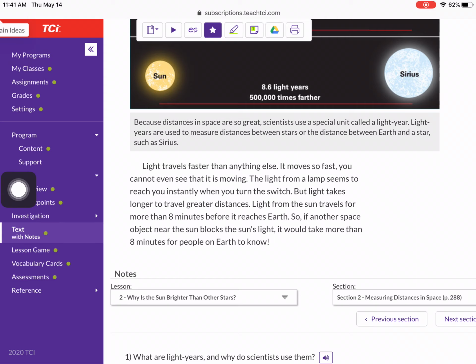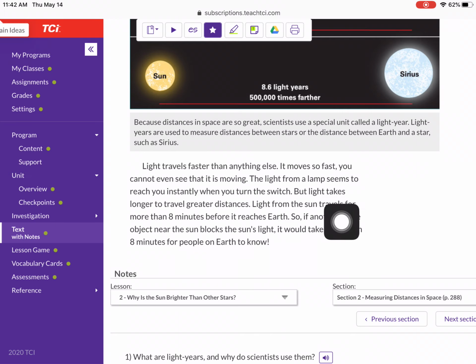Light travels faster than anything else. It moves so fast, you cannot even see that it's moving. The light from a lamp seems to reach you instantly when you turn on the switch, but light takes longer to travel greater distances. Light from the sun travels for more than 8 minutes before it reaches Earth. So, if another space object near the sun blocks out the sun's light, it would take more than 8 minutes for people on Earth to know.